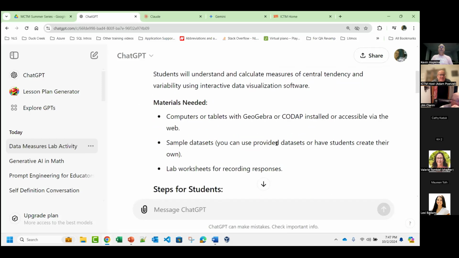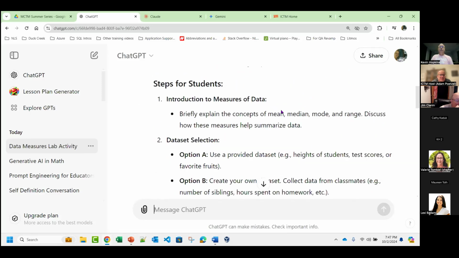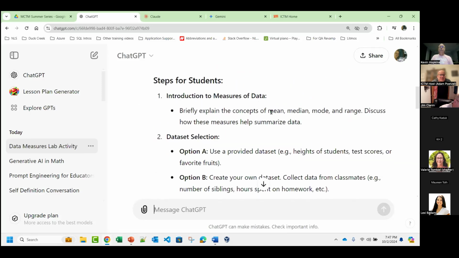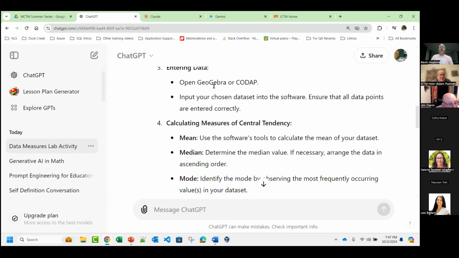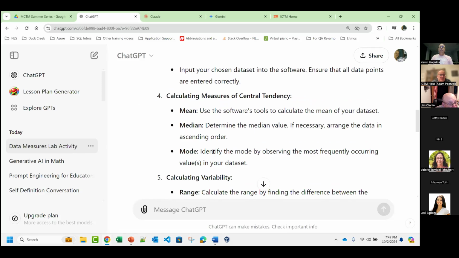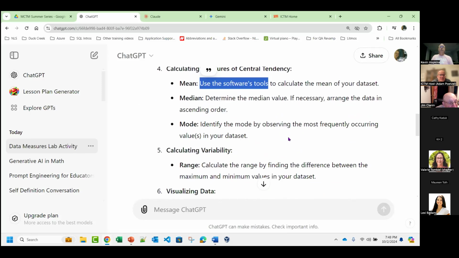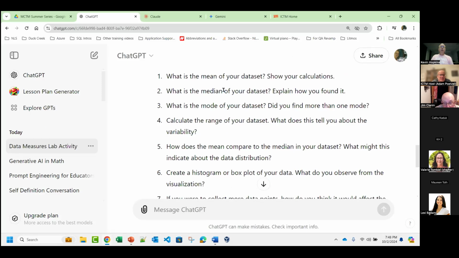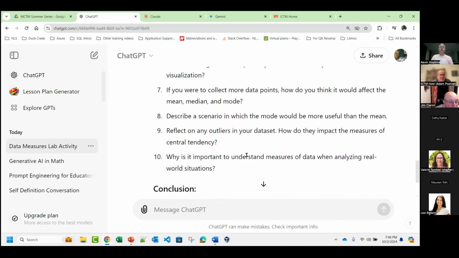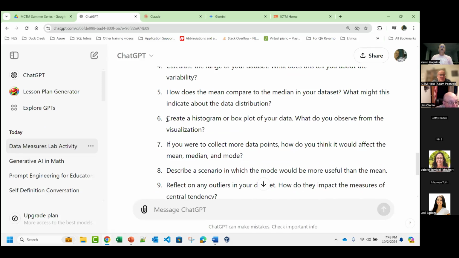Sample data sets. You can use data sets. Students create their own. Or I could ask ChatGPT to create a data set for me. And worksheets for that. So briefly explain these concepts. They're going to enter the data, calculate it. It would be nice if it said a little bit more about use the software's tools to explain what those tools are. And then it has the questions. Create a histogram or box plot.